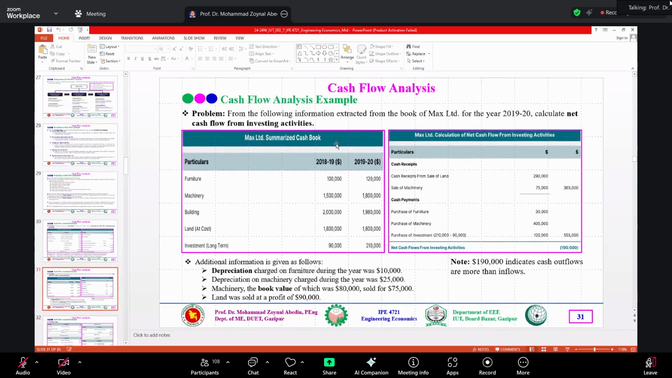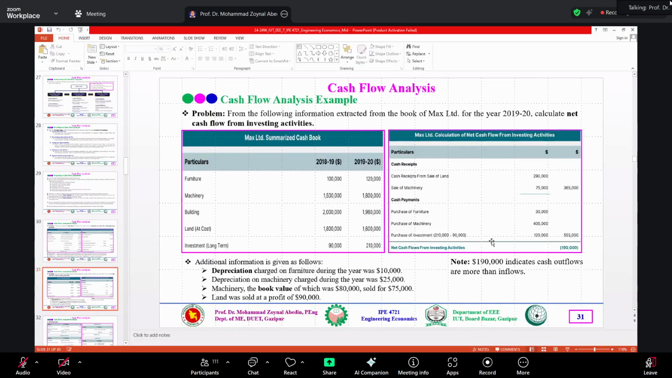Now I am going to another example. This is for the investing activities. Now you can ask which ones we take for investing activities. Furniture is a long term asset, this is investing activities. Machinery, building, land, and long term investment are also investing activities. There will be no dividend, no wages, no salary, no loan payment, no interest paid.